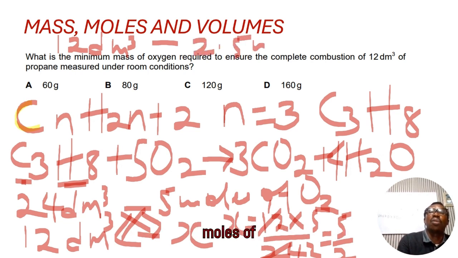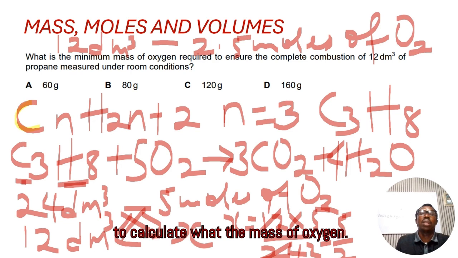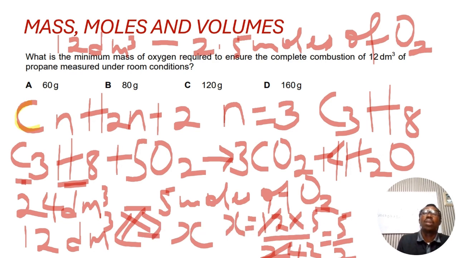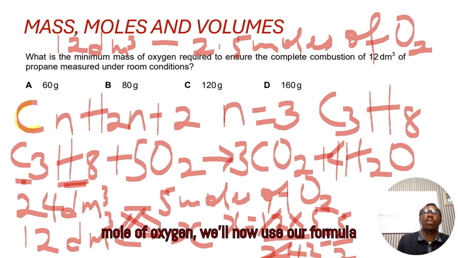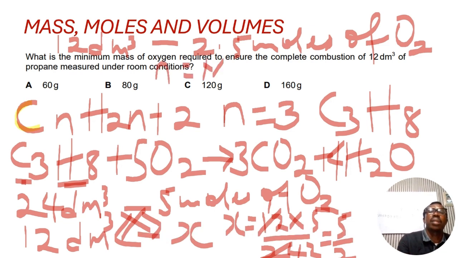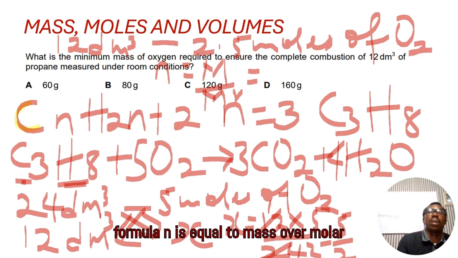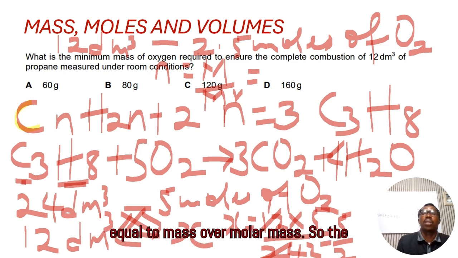2.5 moles of oxygen. But we have to calculate what? The mass of oxygen. Since we've gotten the number of moles of oxygen, we'll now use our formula. Number of moles is equal to what? Mass over the molar mass. So we'll use the formula n is equal to mass over molar mass, which is number of moles is equal to mass over molar mass.